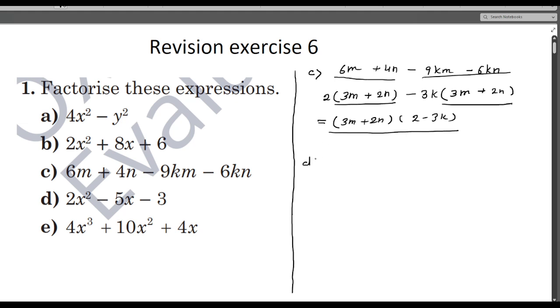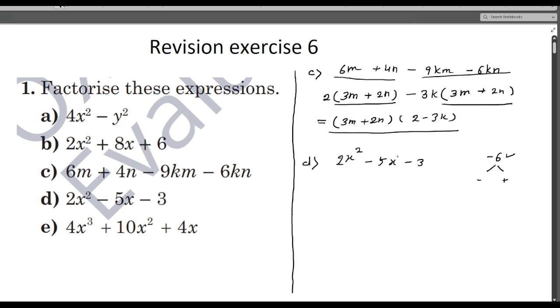Now let us do question D. It is 2x square minus 5x minus 3. This is a quadratic form. So I multiply a and c, which is 2 times minus 3, giving me minus 6. Now I have to take 2 factors whose sum is minus 5. Whenever a times c is negative, you always have one term negative and one term positive.